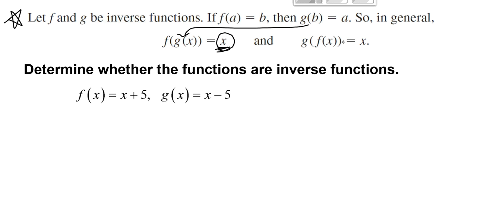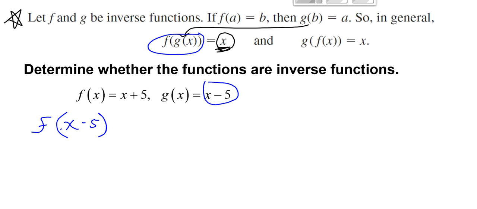So let's test these out. We need to test out both of them. First, f of g of x. What is g of x? Well, g of x is x minus 5. My function f says whatever's in this space, your argument, you put here. So we put x minus 5, and then we have plus 5 here. If we simplify that, the 5's cancel out, and that's equal to x. So we've checked that one off.